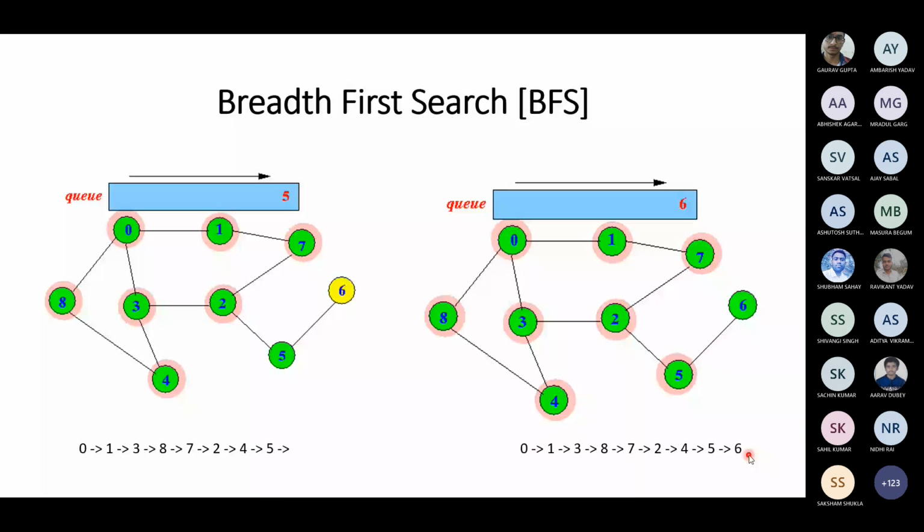Is this clear? When you are using a queue data structure, we can use breadth first search. When you are using a stack data structure, you will use depth first search. How you visit each node in a different way all depends on the data structure behind what you are using. Is this clear?